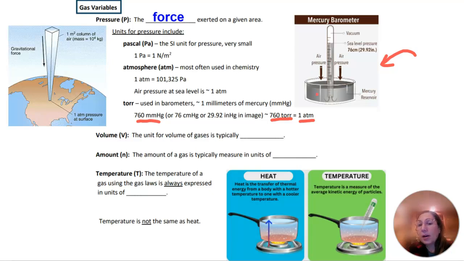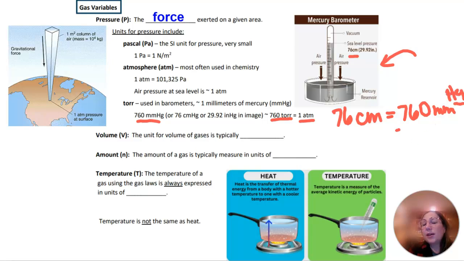So the air pressure pushing on this column of mercury at sea level is 76 centimeters, and if we convert the centimeters to millimeters of mercury, we would have 760 millimeters. So 76 centimeters equals 760 millimeters. And that's why 760 mmHg, millimeters of mercury, is equal to 1 atm.